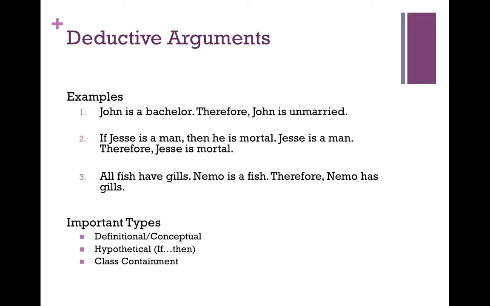Don't worry about what that means right now too much. But notice the last argument up here is talking not about hypotheticals, but about the relationship between various classes of things. And right here, it's talking about the class of fish. It's saying all members of the class of fish have gills. Nemo belongs to this class of things. Therefore, Nemo has gills. So all three of these are different types of deductive arguments.